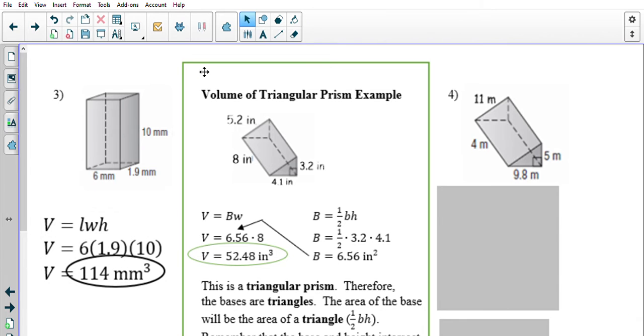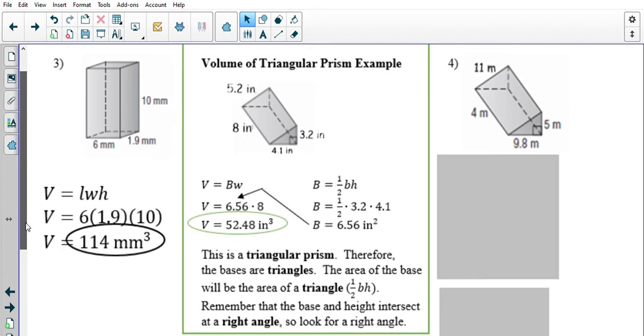All right, so number 3, this is also a rectangular prism. So we do length times width times height. We're going to take 6 times 1.9 times 10, it does not matter which order they go in, and we will get 114 millimeters cubed. Now, before we get into 4, 5, and 6, which are triangular prisms, I did type up an example for you.